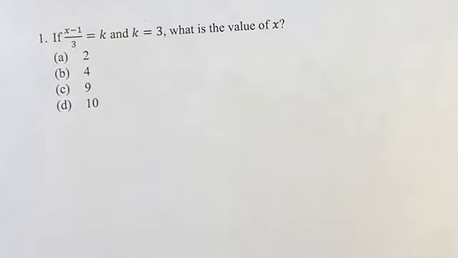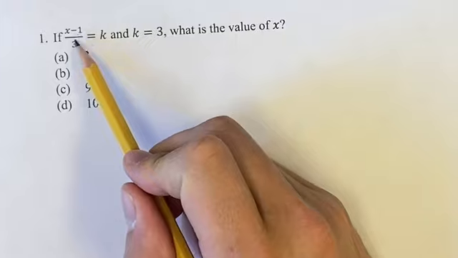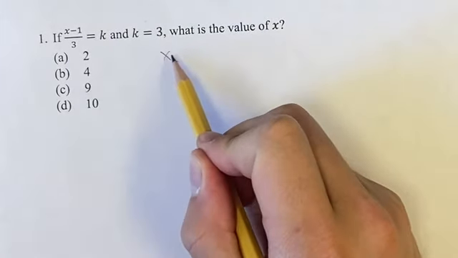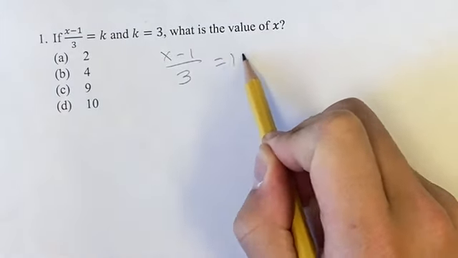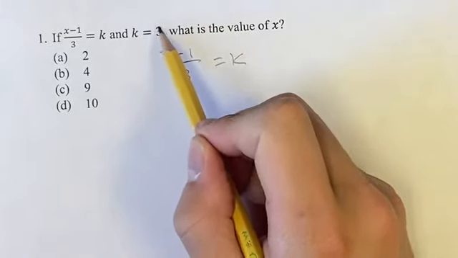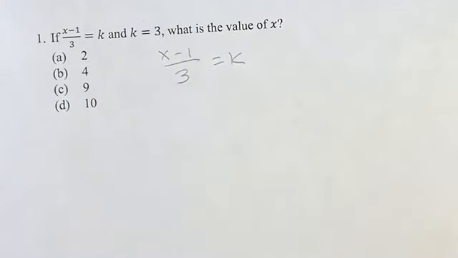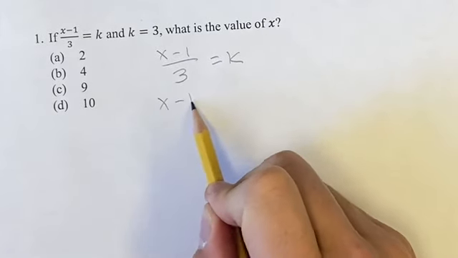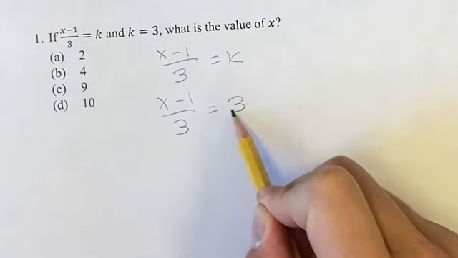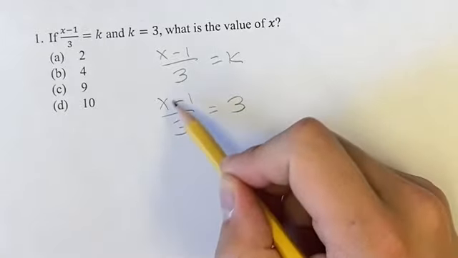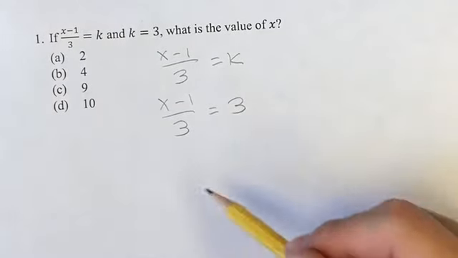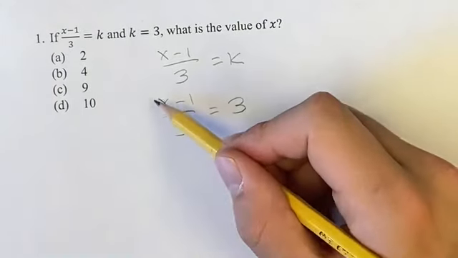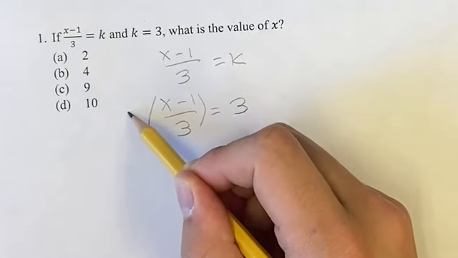In this problem, we're given that (x minus 1) over 3 is equal to k. And we're told that k is equal to 3, and we're asked to find the value of x from this. So we plug in 3 where we see k, we get (x minus 1) over 3 is equal to 3. So we have this fraction here, and we want to get rid of it. The way you get rid of the denominator is by multiplying both sides by the denominator.